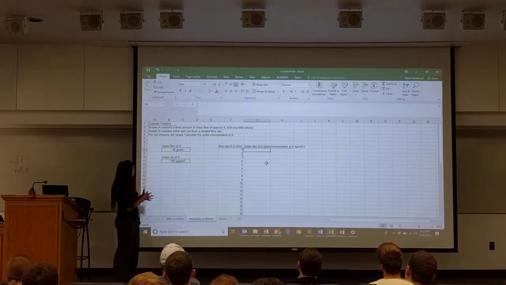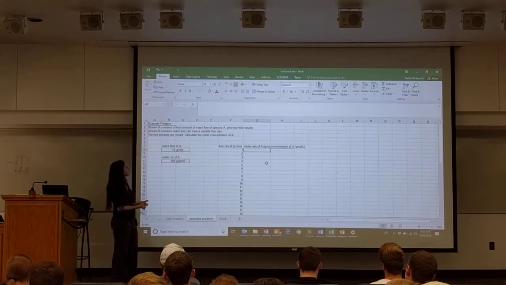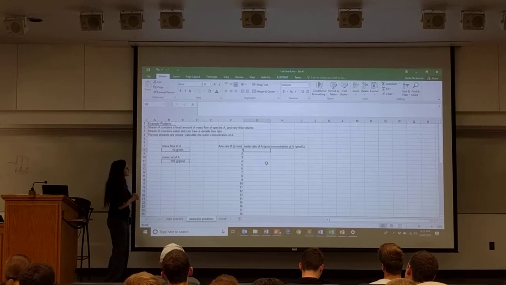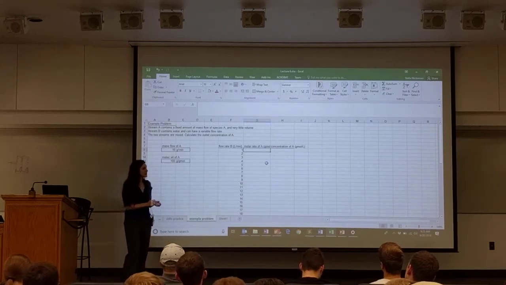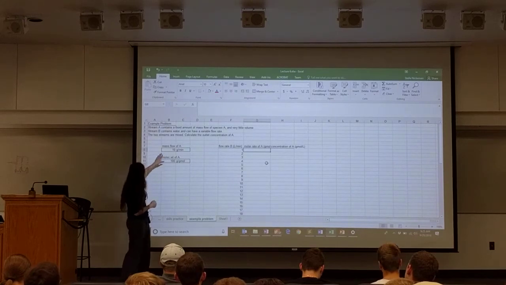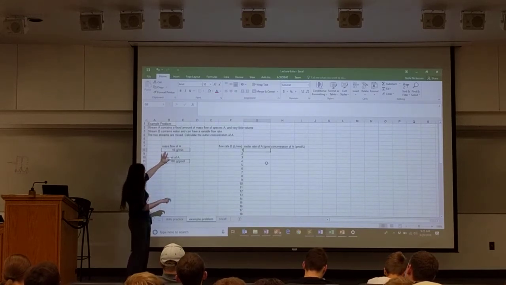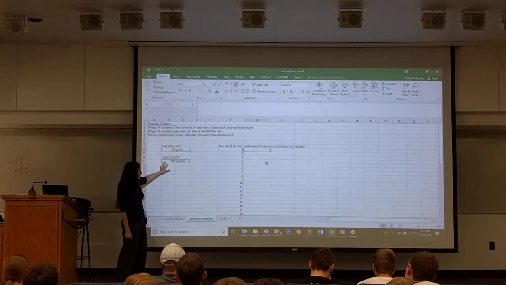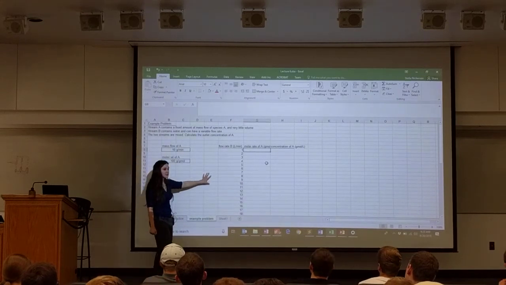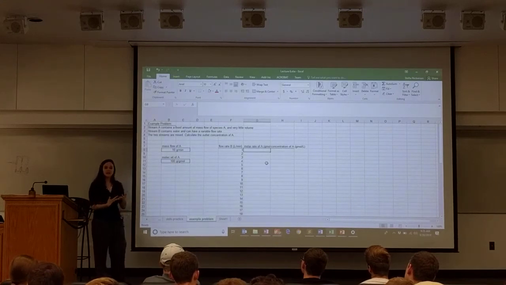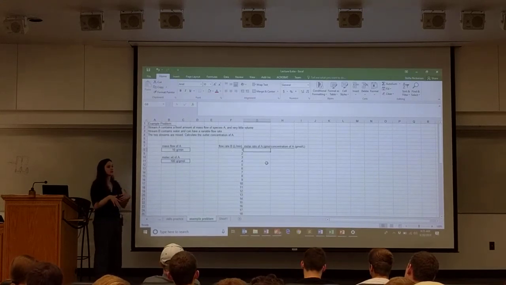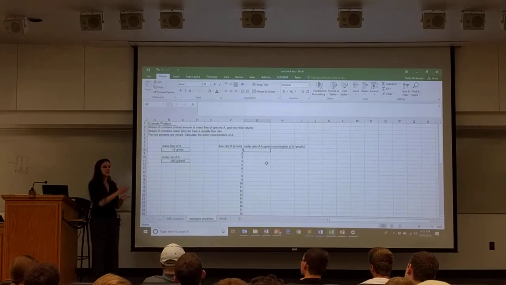The two streams are mixed. Calculate the outlet concentration of A. Okay, so remember what we have here is the mass flow of A going in, the molecular weight of A, and then the flow rate of B. When we say that A has very little volume, what we're trying to communicate there is that we can take the volume of the mixture of A and B to be pretty much just the volume of B.